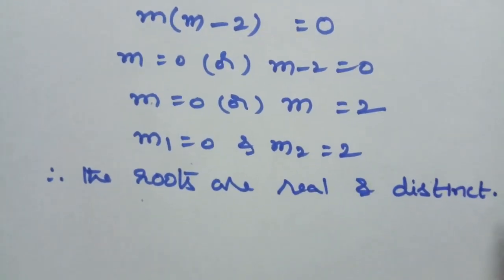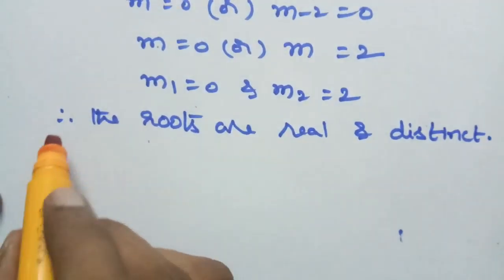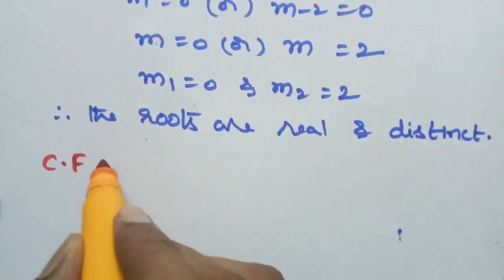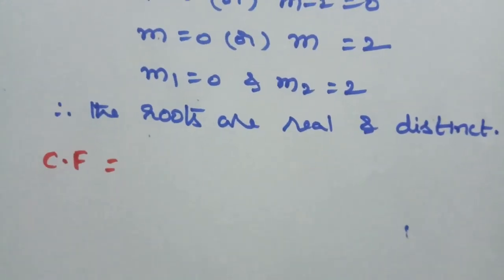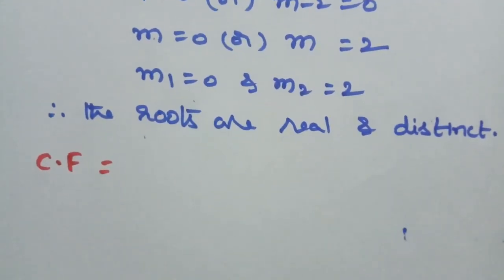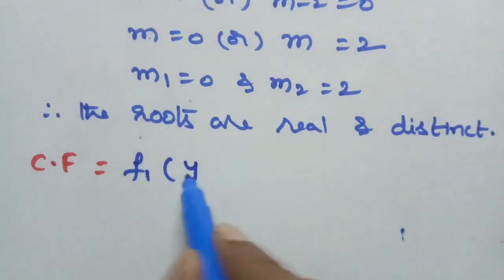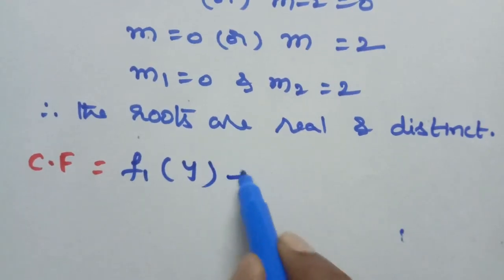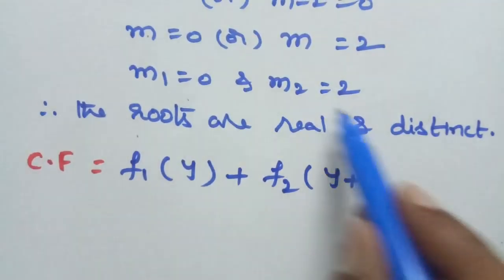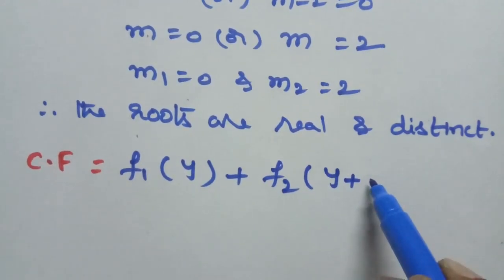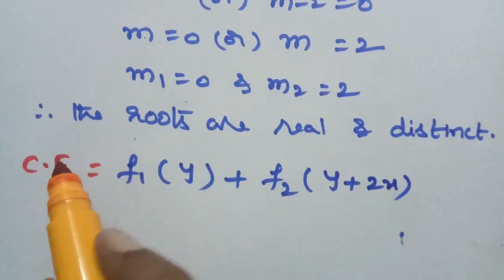Real and distinct. Therefore complementary function CF, case 1 in the rules to find the complementary function, that is f1 of y plus 0x plus f2 of y plus m2 of x, that is 2x. This is the complementary function.